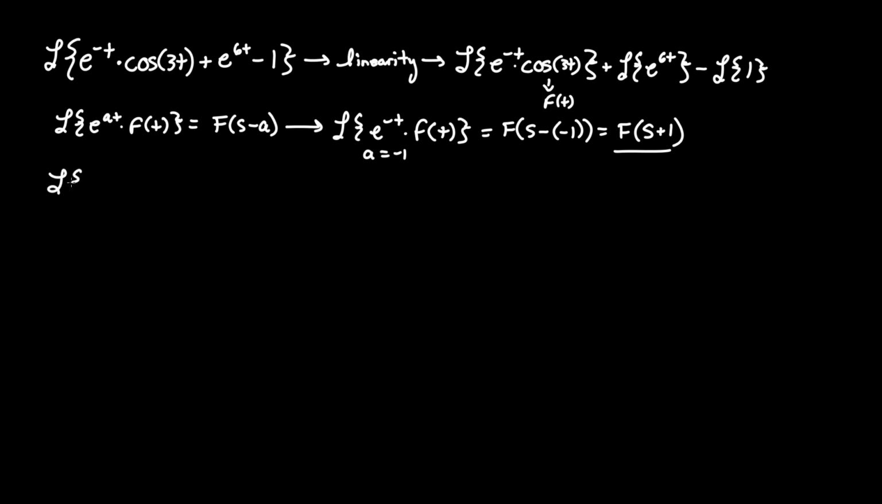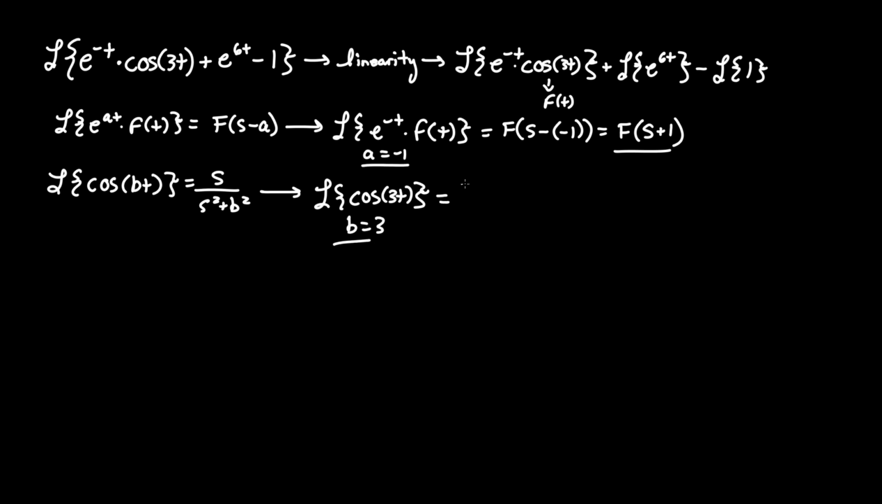So let's do that. Laplace of cosine of bt from our table, where b is any constant number, is simply s over s squared plus b squared. So for Laplace of cosine 3t, we see that b equals 3. So plugging in 3 for b from this fraction here, it becomes s over s squared plus 3 squared. Therefore, it equals s over s squared plus 9. We can call this F of s.